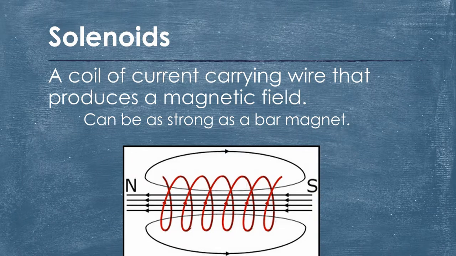The opposite of this theory is a solenoid. In this case, a coil of wire carrying current produces a magnetic field. And this can be as strong as a bar magnet. We use this theory of a solenoid to power many different things that you use every single day, and we're going to talk a little bit more about this.